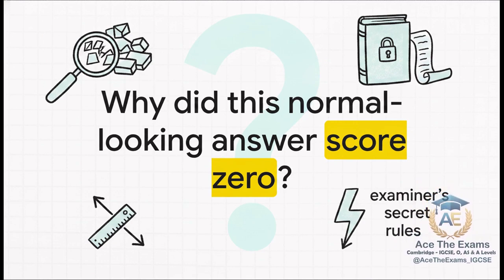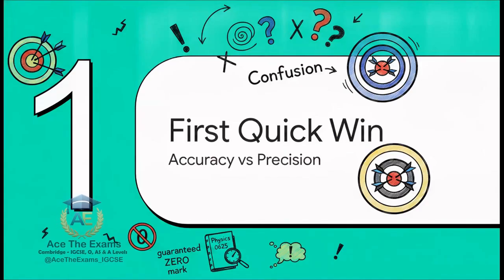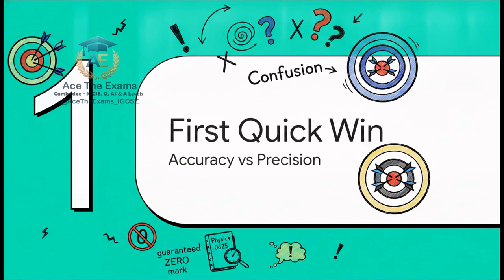To understand why ordinary revision fails here and how you just lost those marks, we really need to uncover the examiner's secret rules of measurement quality. Section 1. The first quick win, accuracy versus precision. Let's fix this massive point of confusion right now.